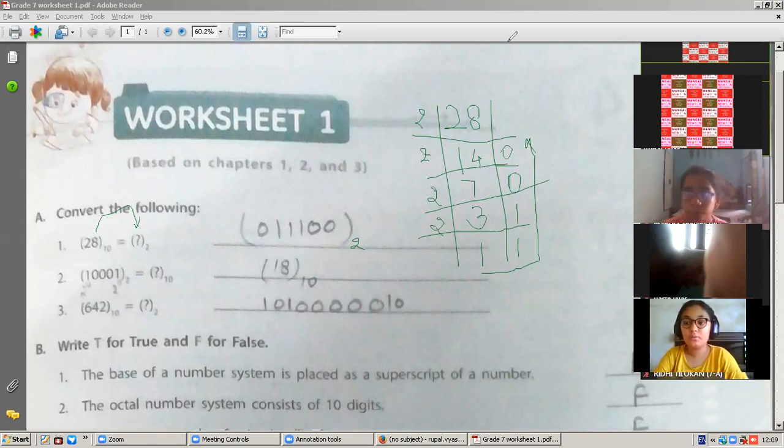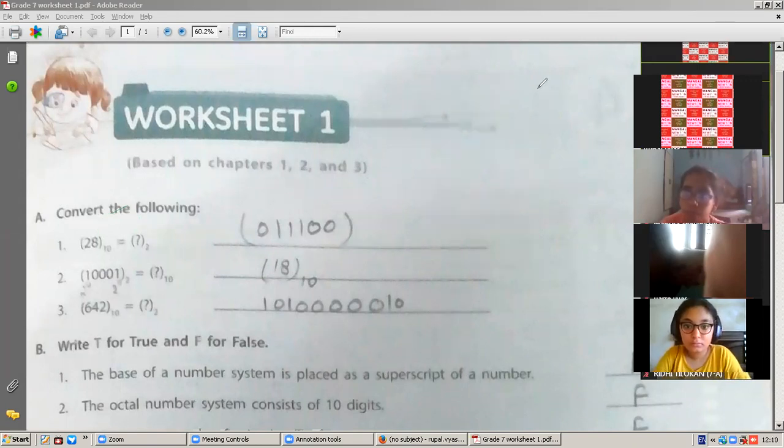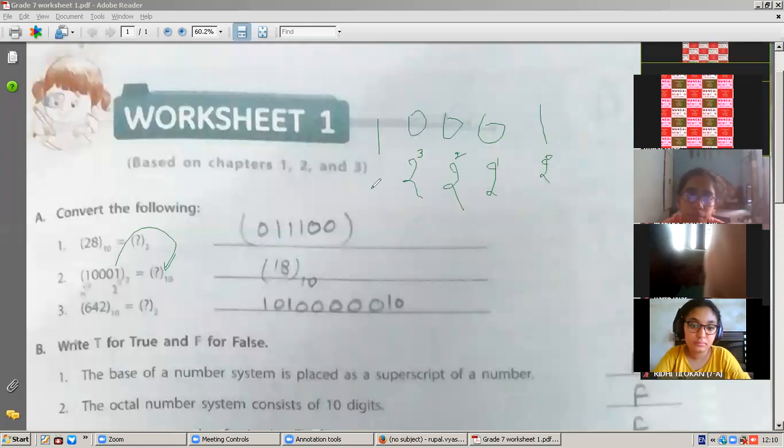So we are going to multiply. How are we going to convert the binary number into the decimal number? First we'll write the number 1 0, then 0, then 0, then 1. Here we will multiply by 2 to the power 0, then 2 to the power 1, then 2 to the power 2, then 2 to the power 3, then 2 to the power 4.